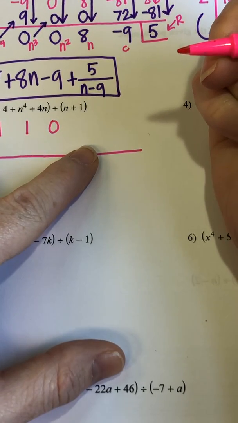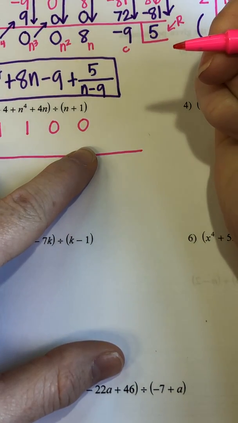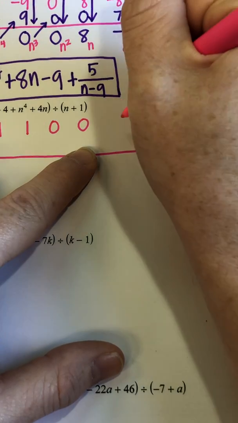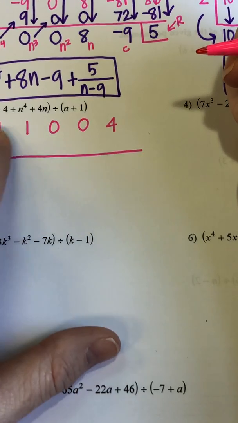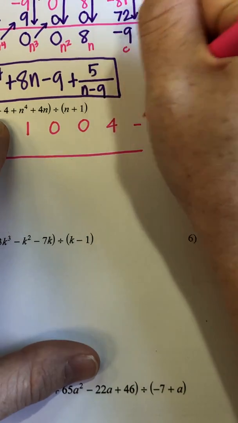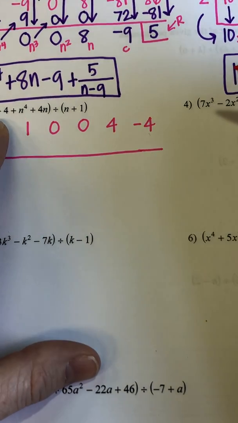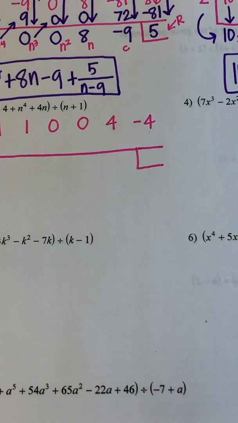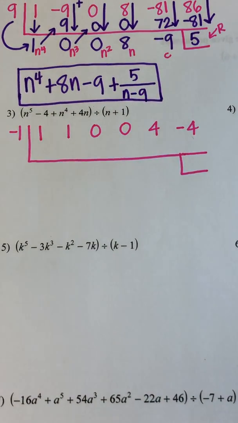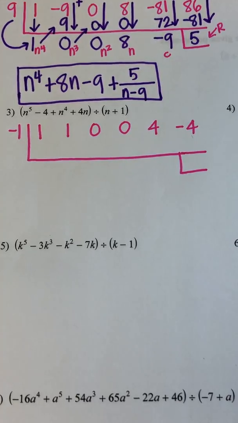Then the next highest power would be 2. I have to put another 0 because there's no n squared. Do I have an n? Yes. Positive 4. And then my constant is also here, and it is negative 4. So remember, underneath my constant, I've got to draw my box for my remainder. It says you draw your box under the last one. Under the very last one. That's right.